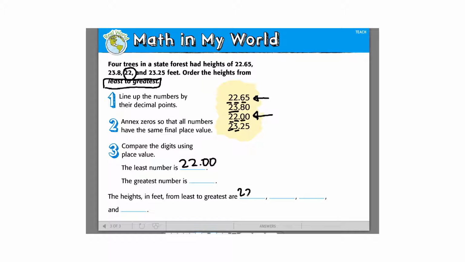And we can put that down here. The second one would be the other number that started with 22. Then next in line, we're going to look at these 23 numbers. We have an 8 and a 2 for the 10th place. So the one with a 2 in the 10th place will be the next smallest number. So that would make this one number 3, which leaves that one as number 4. Number 3 would be 23 and 25/100, and then number 4 is 23 and 80/100. Or you could leave that last 0 off and make it 23 and 8/10, and that would still be a correct answer.